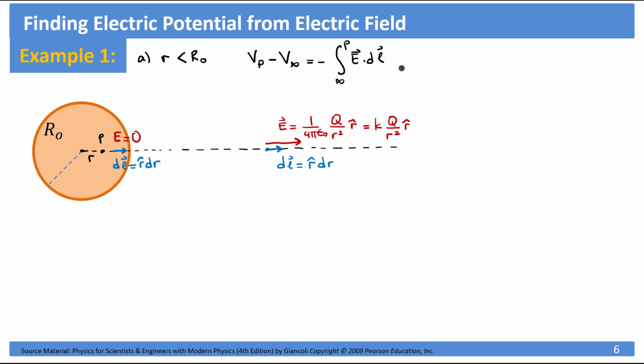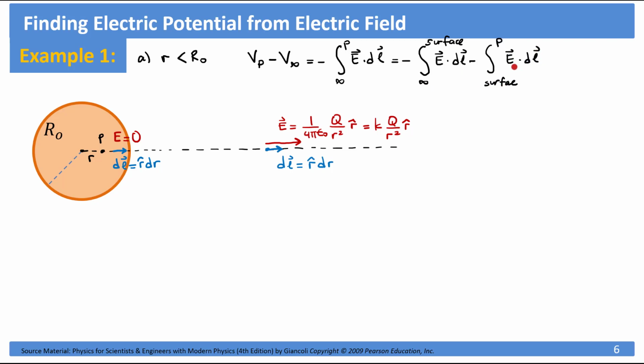So maybe what we should do is express this integral as a sum of two integrals for two different regions. So I'm going to come from infinity to the surface of the sphere, E dot dl. So I came from infinity to here, and then from here I will go to point P, which is going to be from the surface to point P, E dot dl.